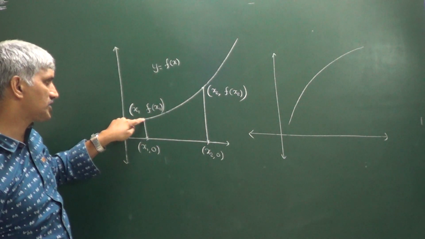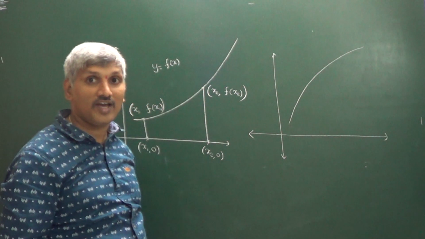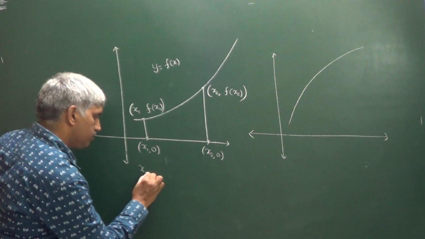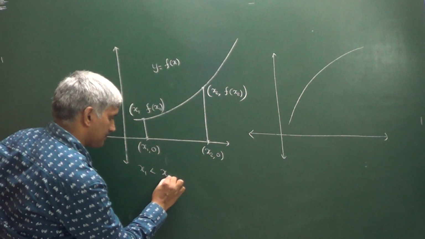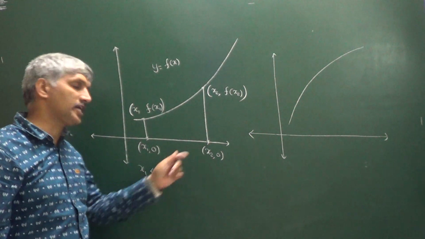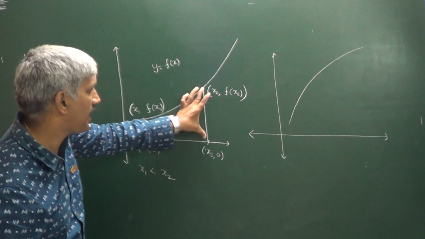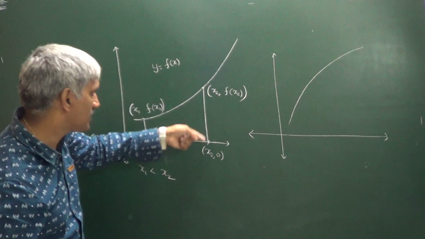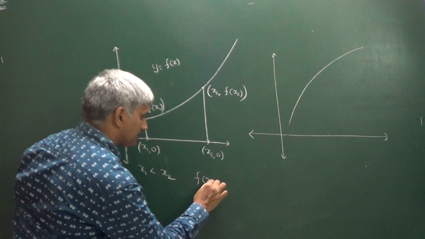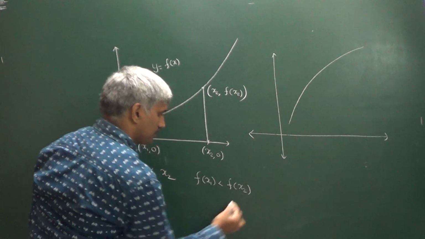This point is (x1, f(x1)), and this point is (x2, f(x2)). Now clearly you can observe x1 is less than x2, or not? No doubt x1 is less than x2. Now this height is more or this height is more? No doubt this height is more. That's why I can say f(x1) is less than f(x2).